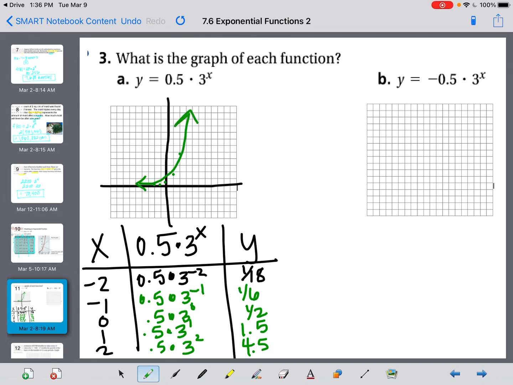Okay, on letter B, it's the same thing, except that this one has a negative. So that means all of these y values are going to be negative. So my graph will actually look very similar, except that it's going to be going down this direction instead.